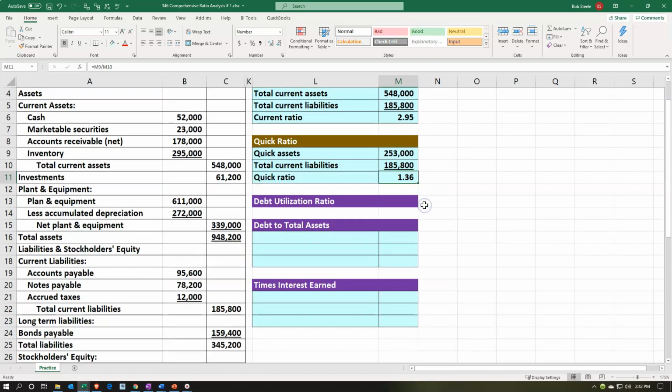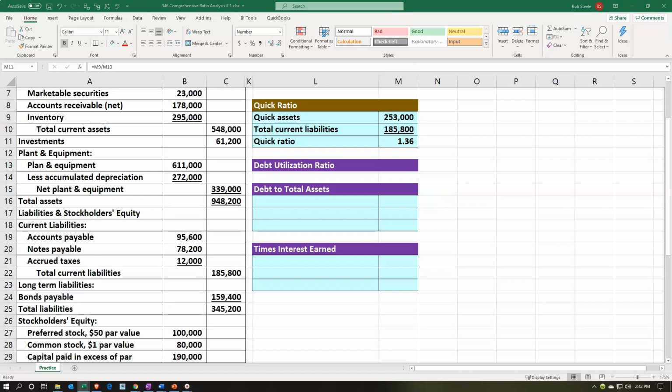Okay, and then we're going to go down to the debt utilization ratios. So debt utilization ratios, including the debt as compared to total assets, and then the times interest earned. So we're trying to consider the debt as compared to the total assets, and then whether or not we can pay off the interest on the debt.